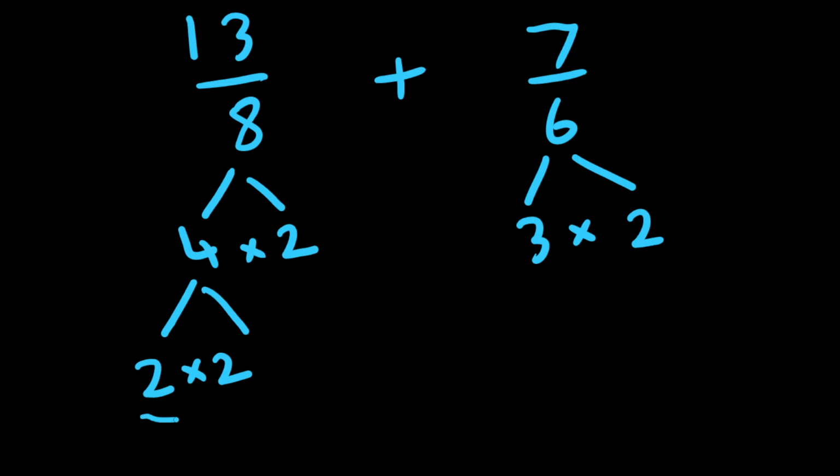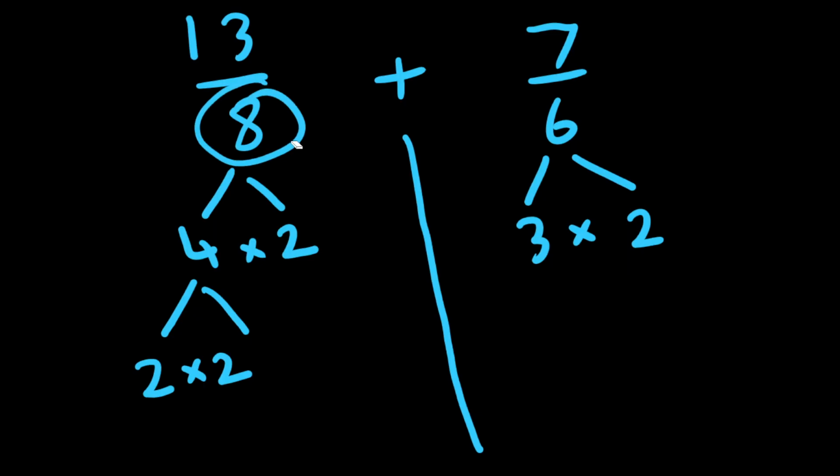So we have all these numbers, this 2 times 2 down here, the times 2 up here, and on the right side we have 3 times 2. Okay, so let's just separate these. So we know that the left side relates to this 8, and the right side relates to this 6. Now this is very important.